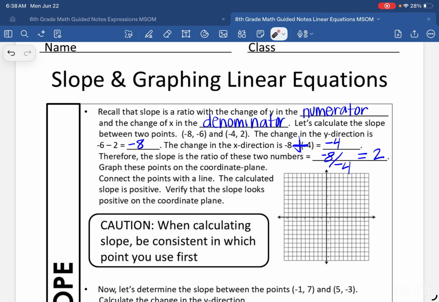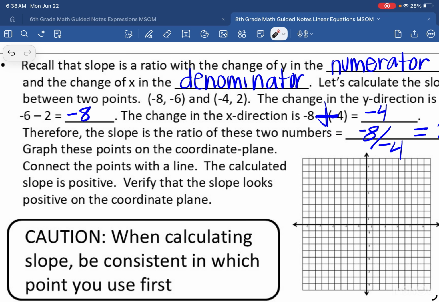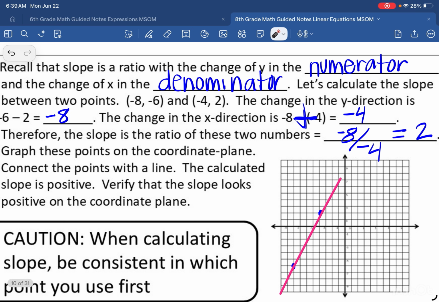Okay, so let's do that. First, it asks us to graph these 2 points, -8, -6, and -4, 2. So I've graphed those 2 points and I'm going to connect it with a line. There's my line. Now it says the calculated slope is positive. So I determined that my slope is positive when I calculated it. And if I look at my graph, that is a positive slope because it's going up from left to right.